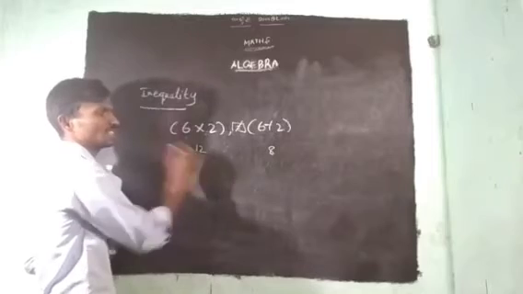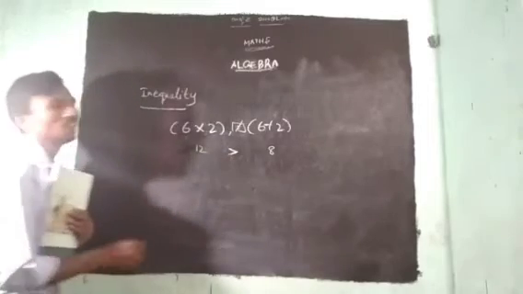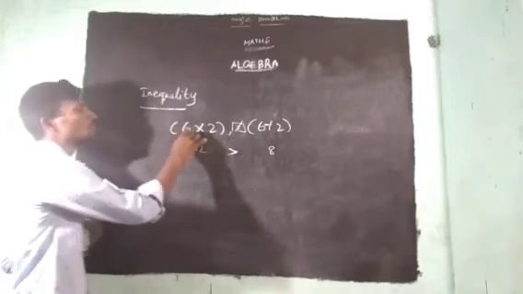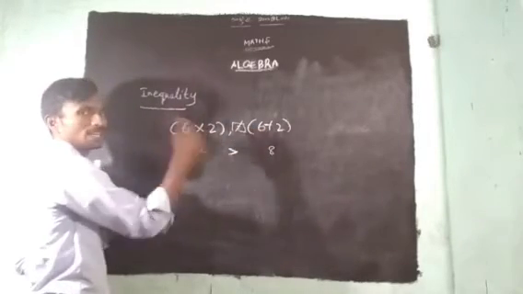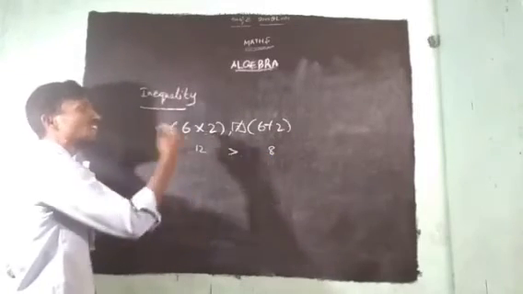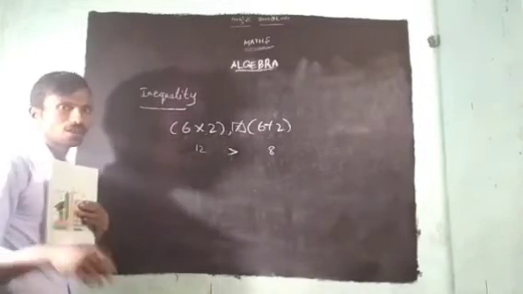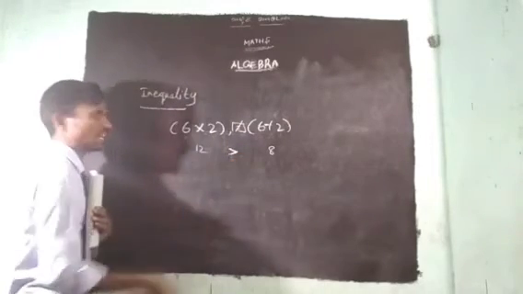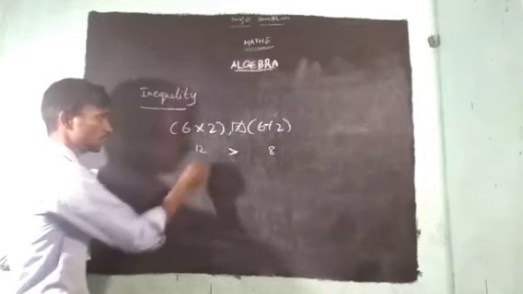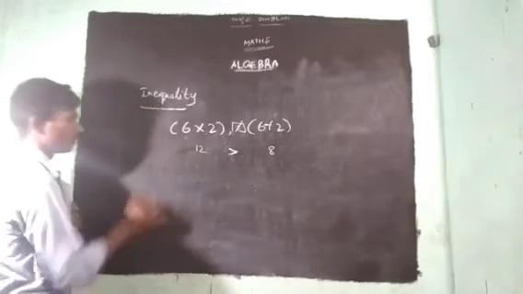Which one is greater here? 12. Which one is lesser? 8. By using this symbol, we can relate both the answers. Though both the operations are different and also the answers are different, we can relate each other. Relate means connecting one to the other. Okay? So 12 is greater than 8. Which one is greater? 12.